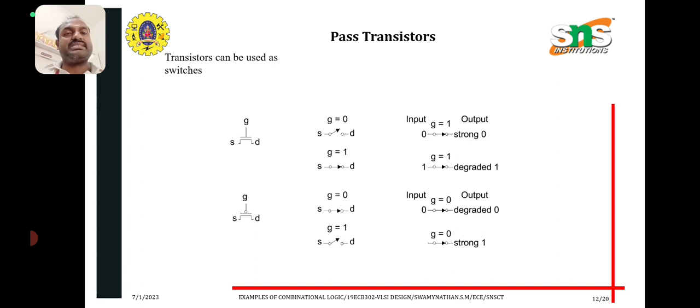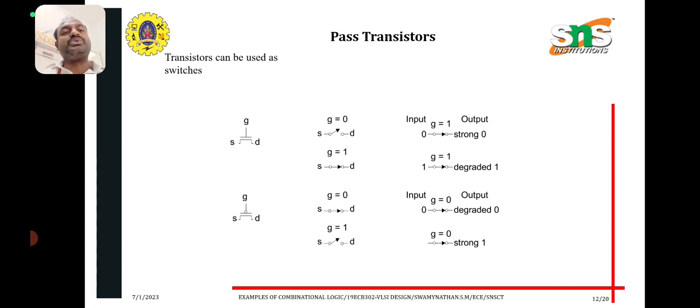So this is the pass transistor, it can act as a switch. If G is 0, then it is open. If G is 1, then it is closed. So the output will come between the source and drain. And the same thing for PMOS logic. If G is equal to 0, the input is connected between the source and the drain. So the output will come.